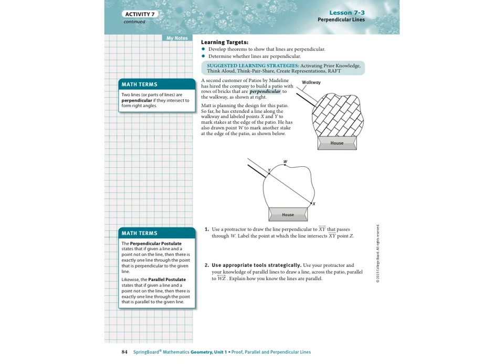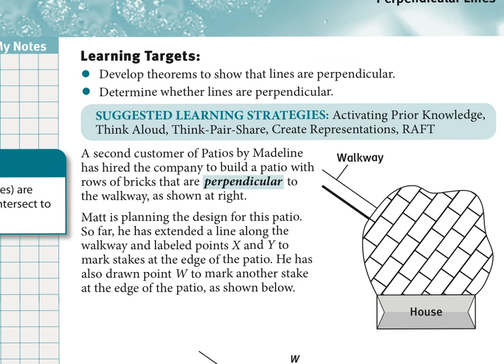Everyone, welcome back. This is Miss Graham, and we are going to be looking at Lesson 7-3, Perpendicular Lines. You should have out pages 84 through 86 in your textbook. Today, we're going to look at developing theorems to show that lines are perpendicular. Then we're going to determine whether lines are perpendicular.